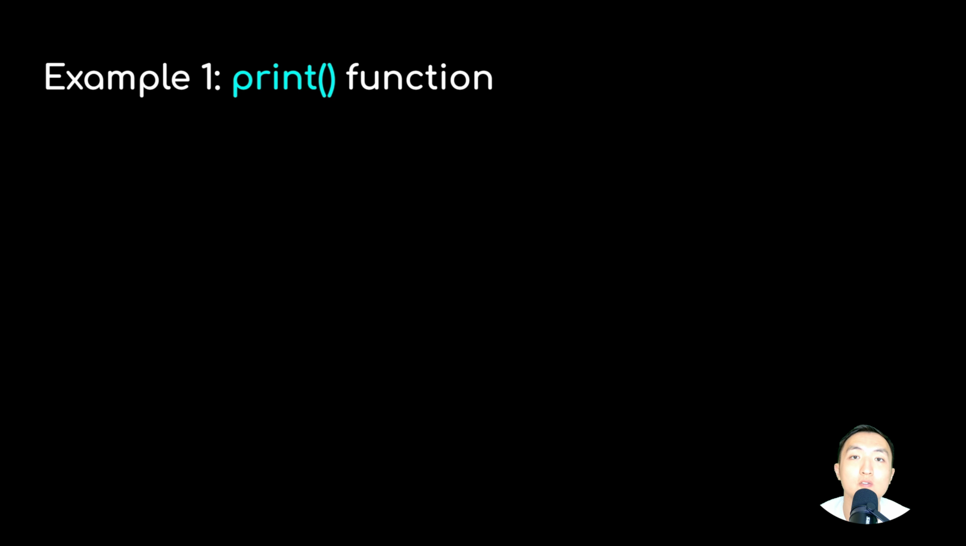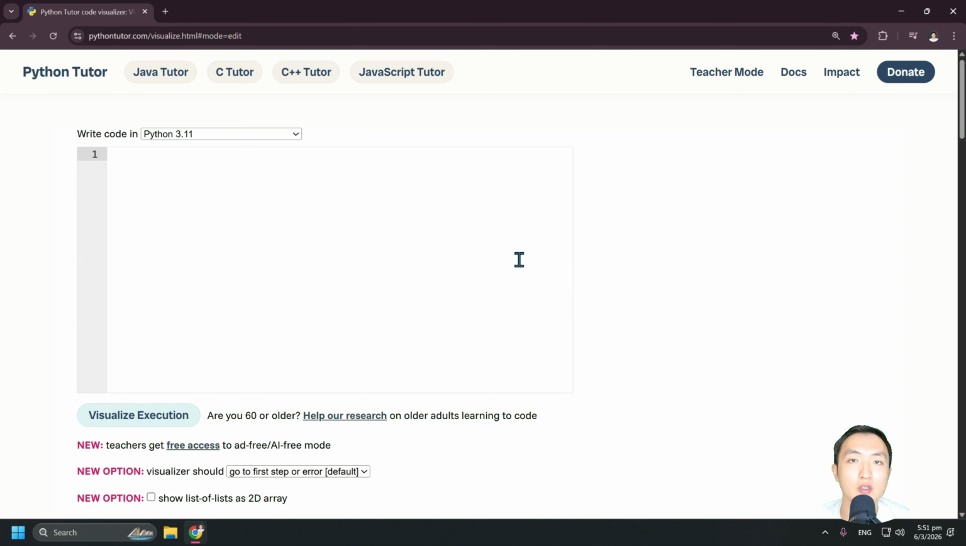Let's run the print function for example 1 of today. Back on Python Tutor, I'm first going to create a variable a, and I'm going to store the string hello world in variable a. Next, we are going to run the print function on the string hello world. To do that, we are first going to spell out the print function and input round brackets. And within the round brackets, we are going to input the variable that hello world is stored in, variable a. And that's it. Let's visualize execution.